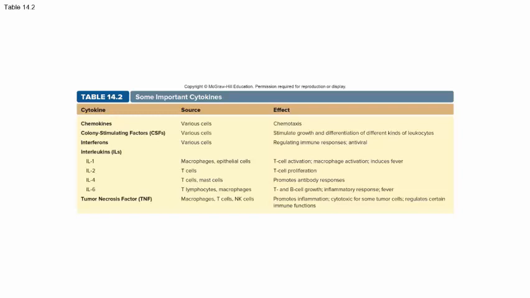Interferons were discovered for their antiviral effects, and they have effector action on virally infected cells. Interleukins are produced by leukocytes, and they play a role in innate and adaptive immunity. Tumor necrosis factor was discovered due to its role in killing tumor cells. It helps to trigger the inflammatory response and apoptosis, programmed cell death.